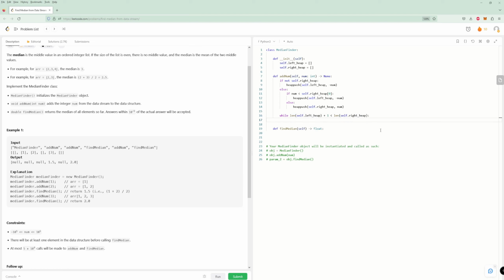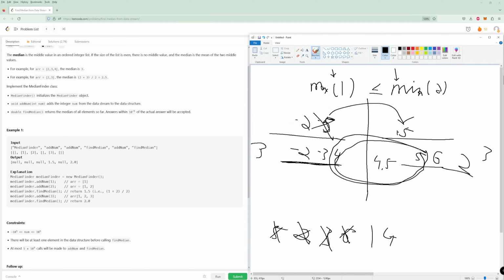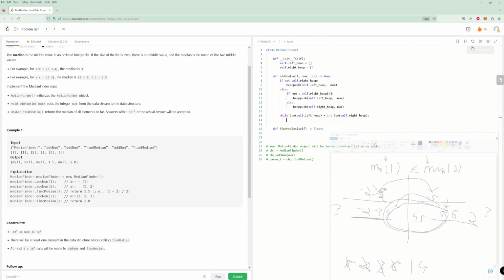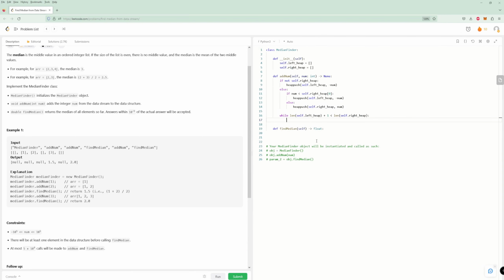Pretty straightforward. So the way to restructure, remember, is if we want to move from the right to the left, we're going to take the smallest number in the right and put it in the left. And that way we're still going to maintain that the biggest number in the left is less than or equal to the smallest number in the right. Okay, so let's do that. Let's say num equals heap pop self.right heap. Now we're going to heap push that to the left heap. And remember, we're pushing in a negative number, so negative num.